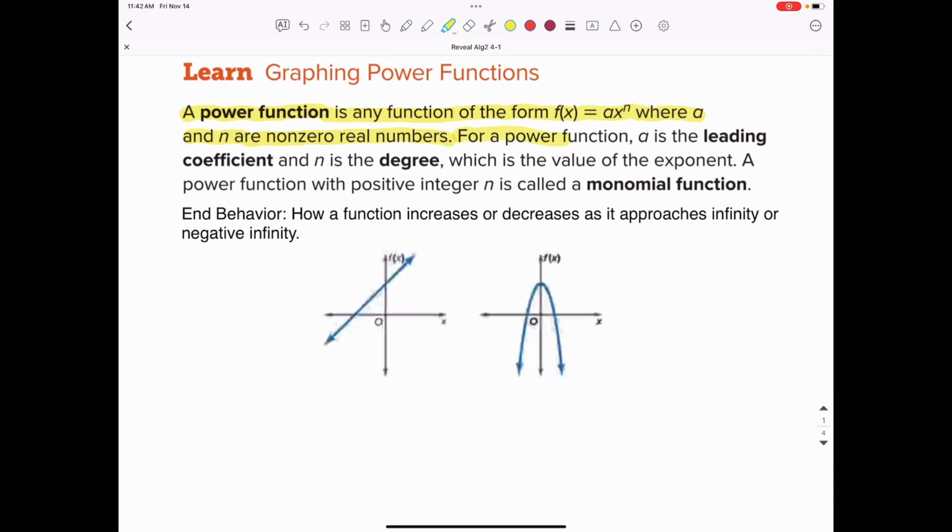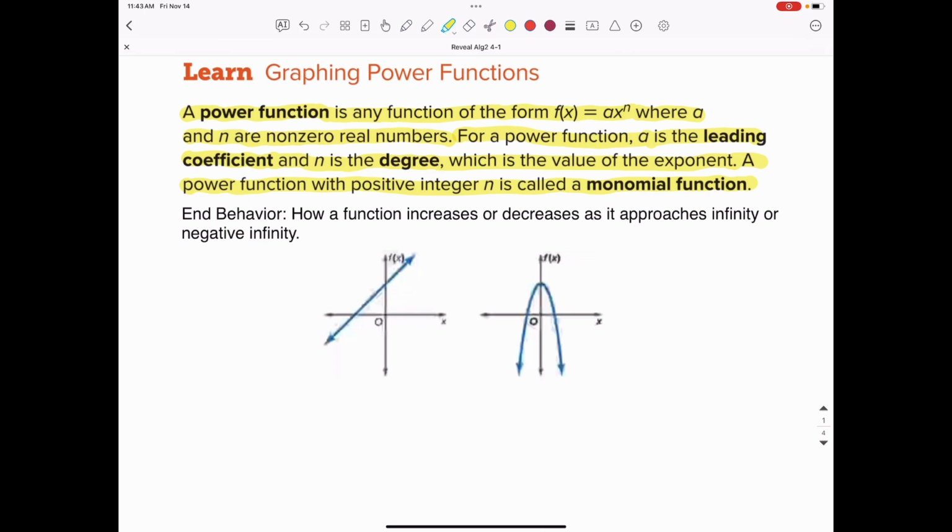For power functions, the a is referred to as the leading coefficient. So the leading coefficient is the first coefficient you see, assuming that is in descending order of exponents. And n is referred to as the degree, which is the value of the exponent. N is going to be the highest exponent that you see in any of these power functions or the upcoming polynomial functions. A power function with a positive integer n is called a monomial function.